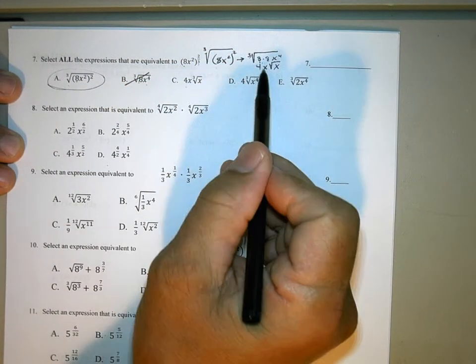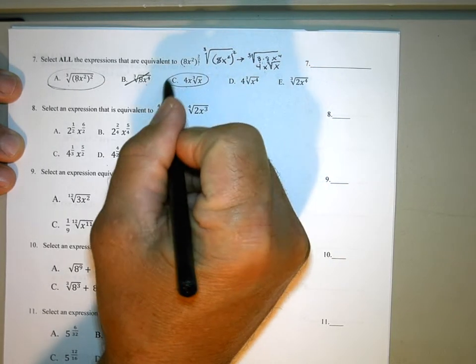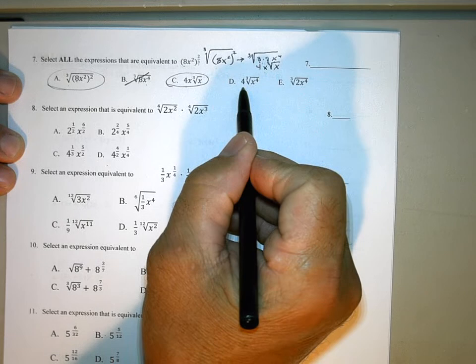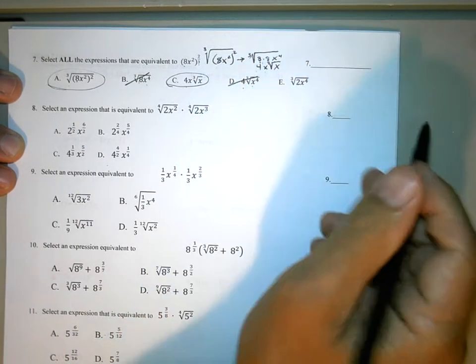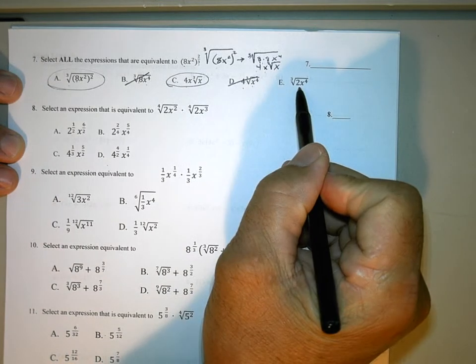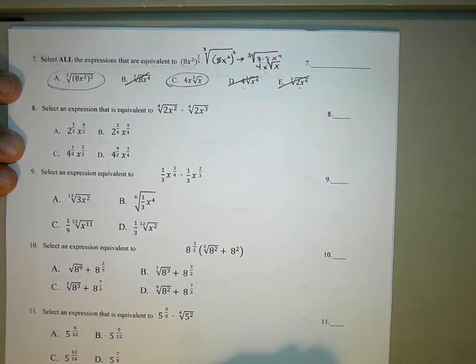Okay. This one is our finished product here. I don't have the 3rd. I should have. So this guy is good. Okay. This guy, we took out the 4, but they didn't simplify the x's. No good. And this guy is no good.